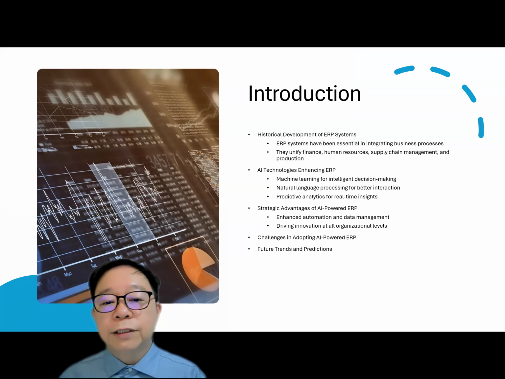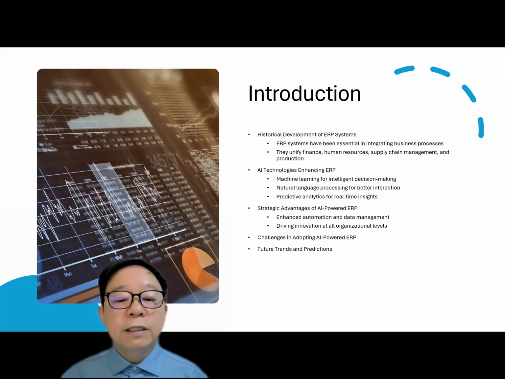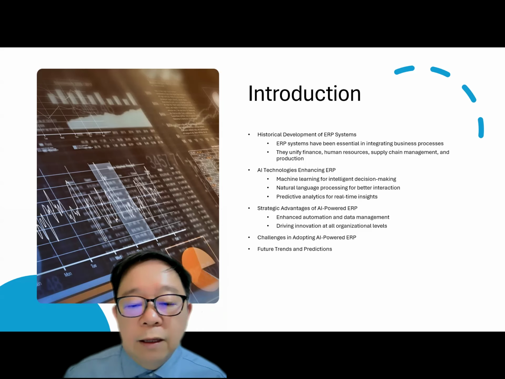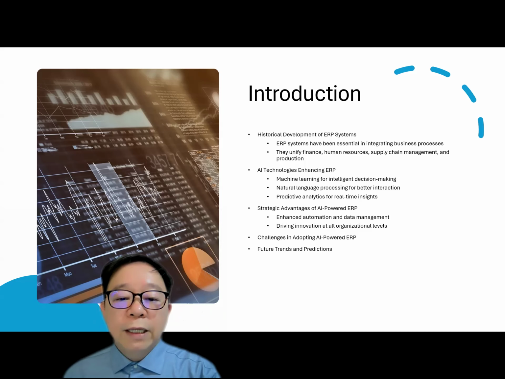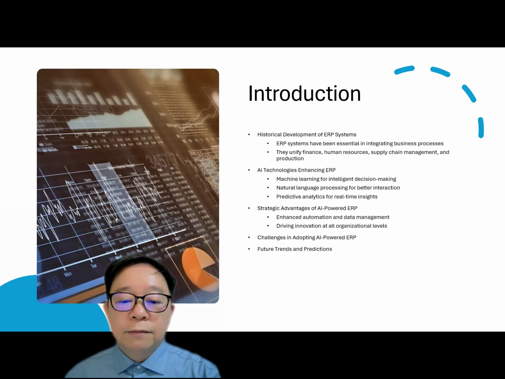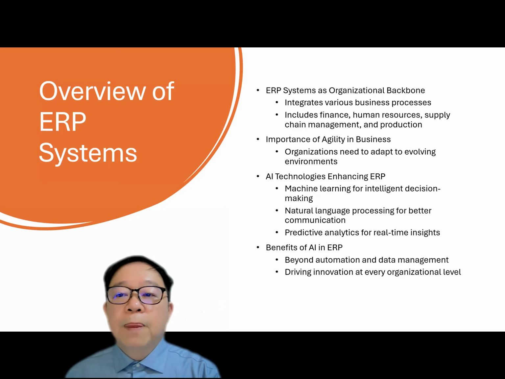Now, interestingly, with AI technology, you can enhance the ERP, using machine learning for intelligent decision making in the ERP system, right? Then we can make the ERP system more interactive by using natural language processing. The ERP can also provide advanced predictive analysis for real-time insight, and we can enhance data automation and data management. So ERP is very important, right?